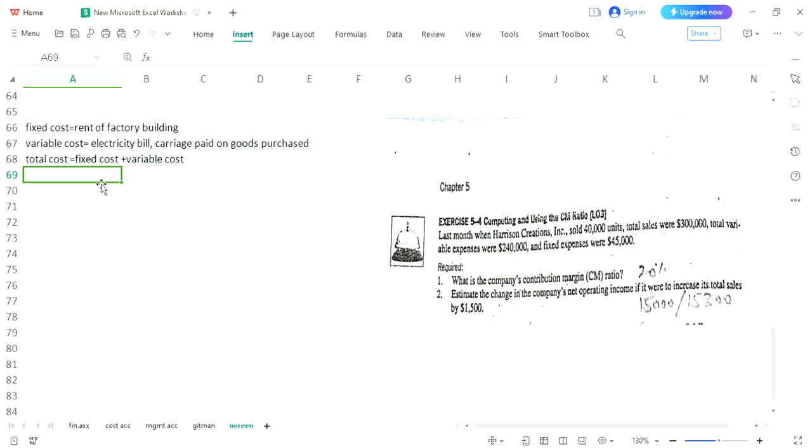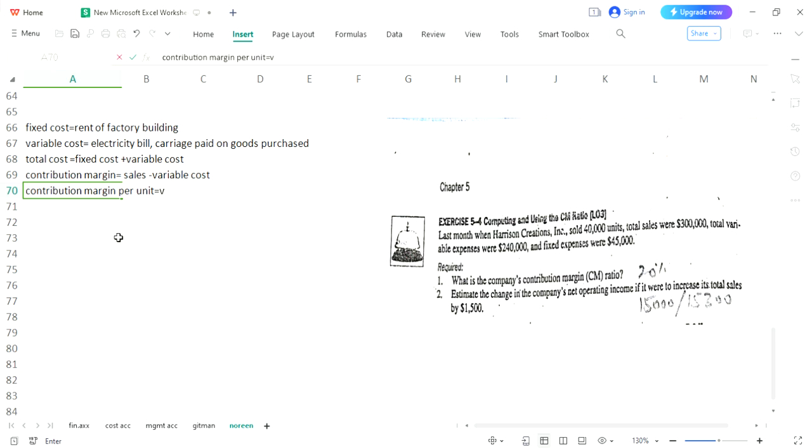Next we are familiar with contribution margin. And how do you calculate contribution margin? By subtracting your variable cost from sales. This is your contribution margin. And then you also calculate contribution margin per unit. Here it is not appearing. Contribution margin per unit you have also calculated.